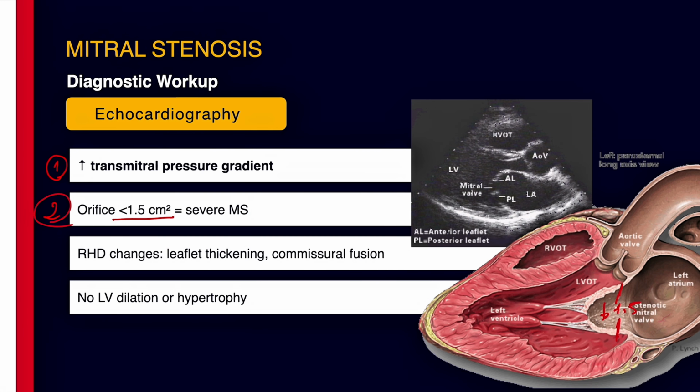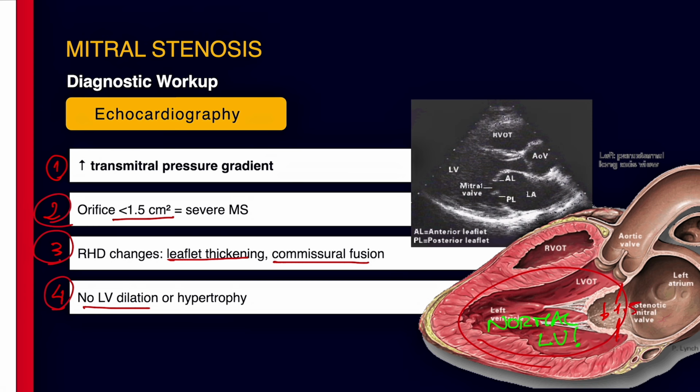You may also see the classic rheumatic changes on echo, like thickened mitral leaflets, commissural fusion, very high yield, and sometimes calcification. And here's something important to note. Unlike other volume overload lesions, there is no LV dilation. There is no LV hypertrophy in mitral stenosis because the problem is before the ventricle, not inside it, okay?